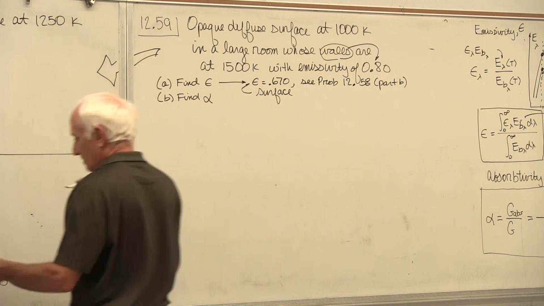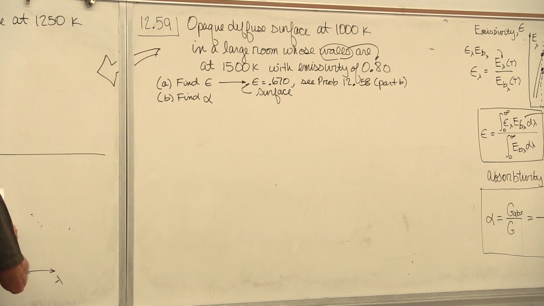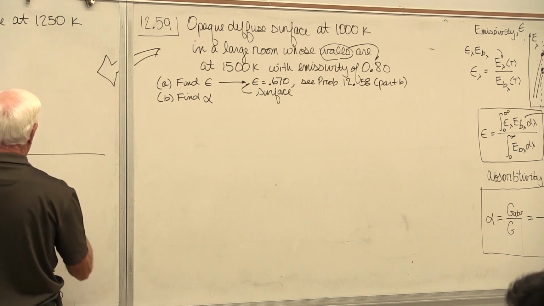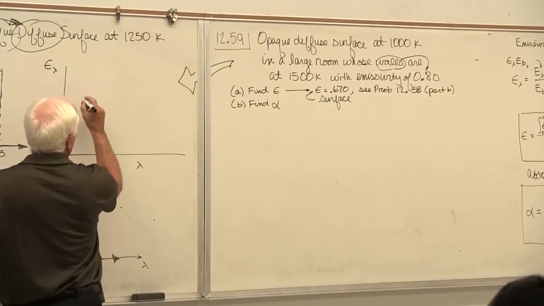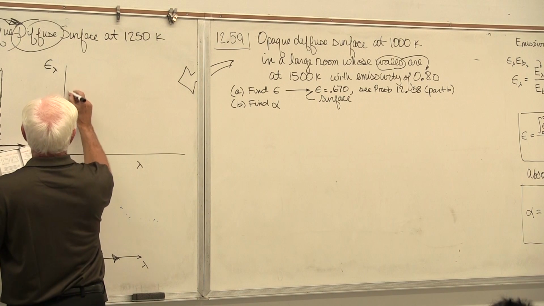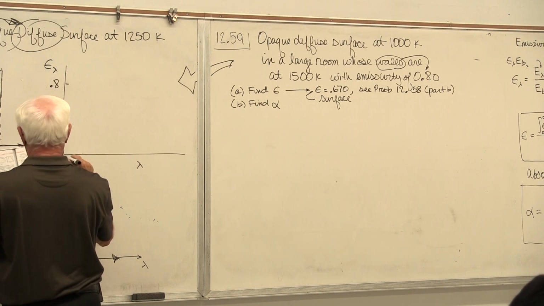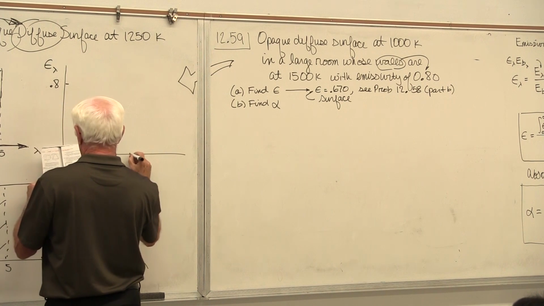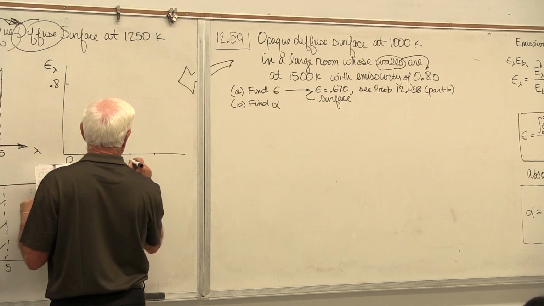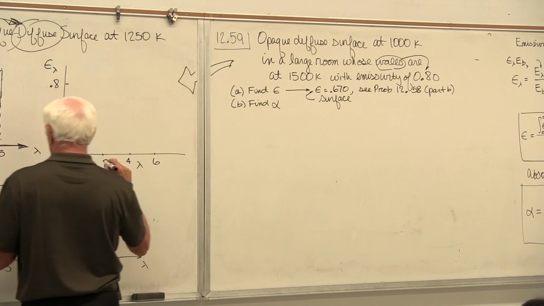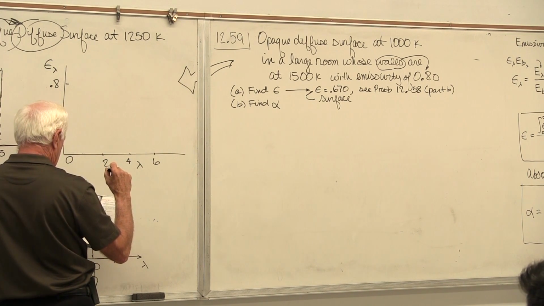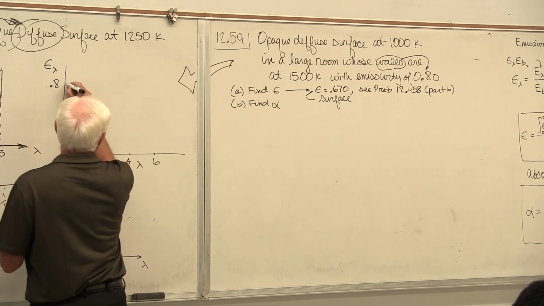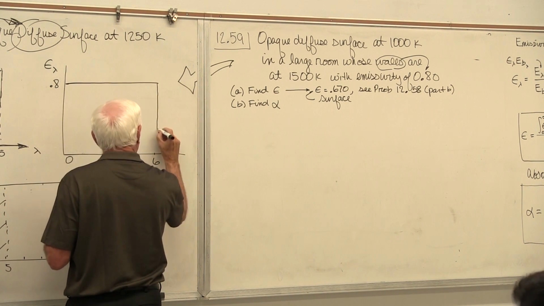Alpha, find alpha. Okay, here's the graph he gives us: epsilon lambda versus lambda. We're given 0.8 up to here, 0.246 microns. Okay, and it goes out to 6 and then down to 0.3. Goes over to 6, down to 0.3, and on.